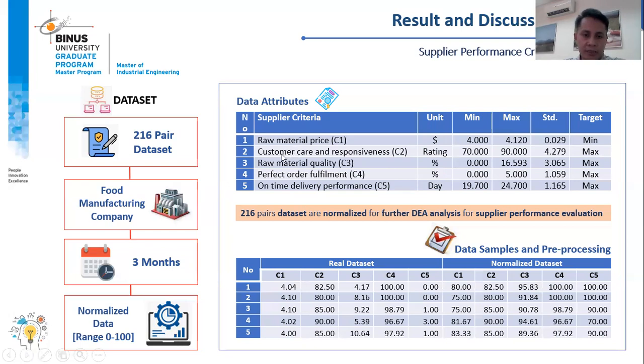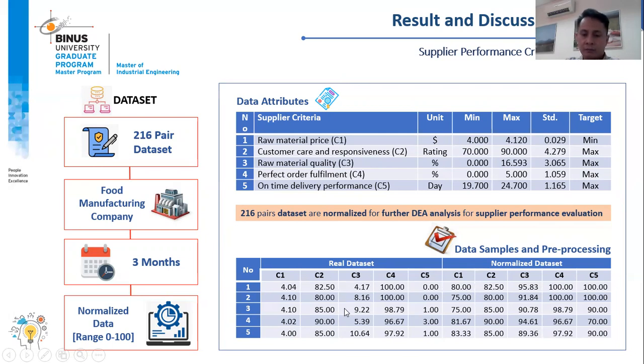And criteria number 2 is customer care and responsiveness. The unit is rating. The minimum score is 40 and the maximum score is 90. And the target is maximum, meaning the maximum score is greater than the minimum score. And criteria number 3, number 4, and number 5 are the same as criteria number 2, in that the target is the maximum score.